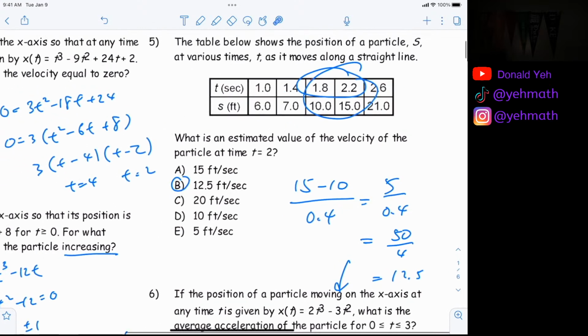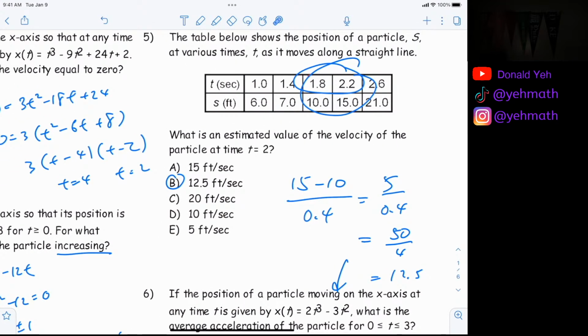Question 5, I got 12.5. I got the slope of 2 points. And the best 2 points to pick are 1.8 and 2.2. It's going to be 5 divided by 0.04.